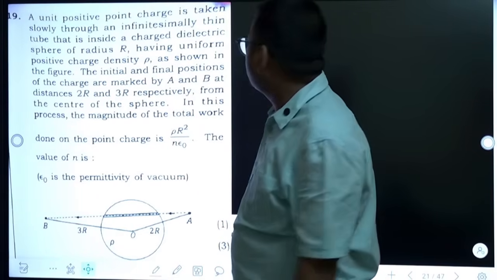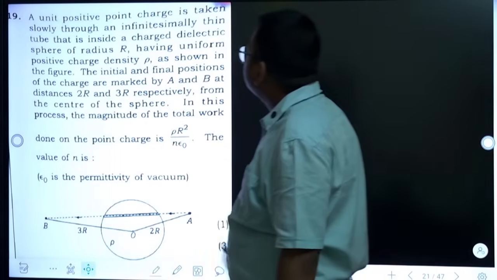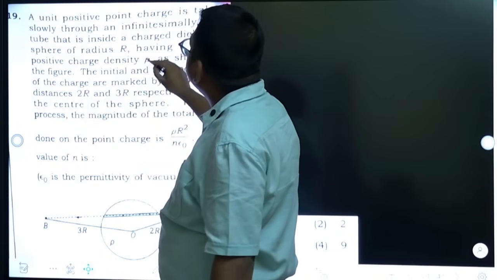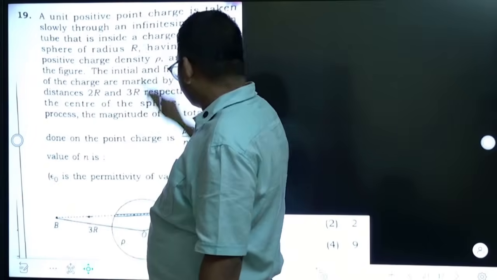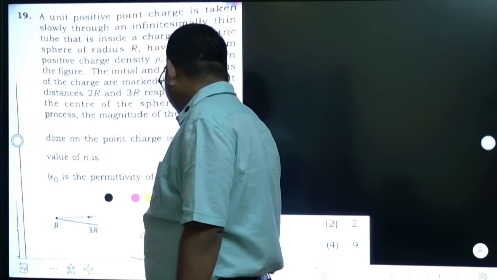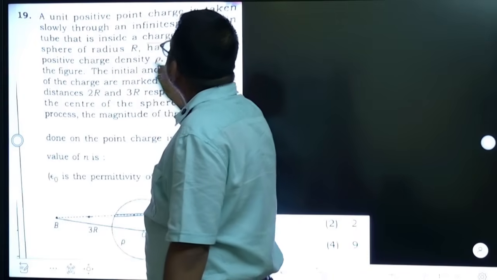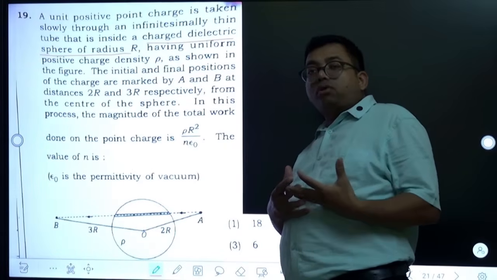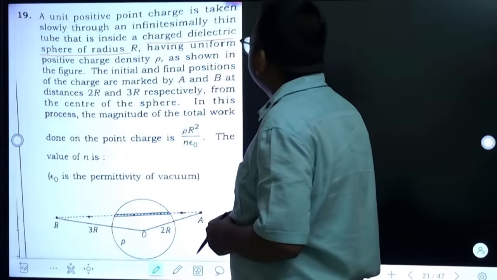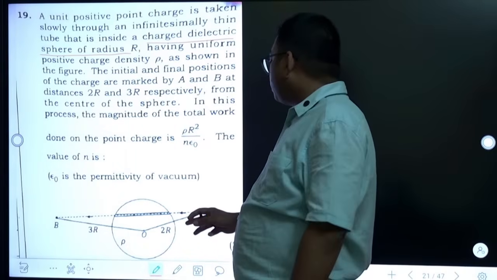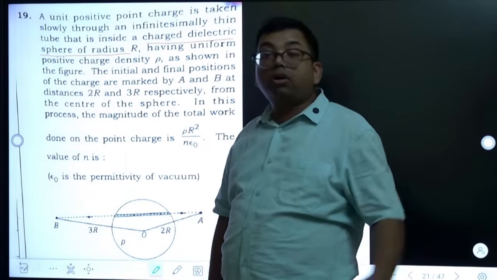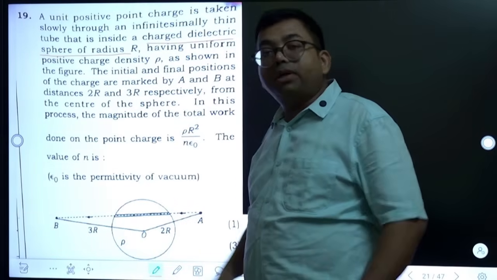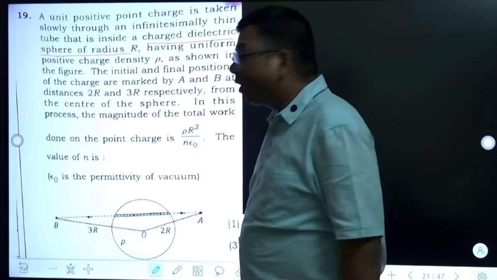So how do we calculate potential? Initial and final positions are given. They are saying charged dielectric sphere of radius R. That means it is uniformly charged, so it is a volume charge distribution. But you are moving from an outside point to an outside point. You are not moving from an inside point to an outside point. Both the points are outside only. So we will write the potential outside a sphere.